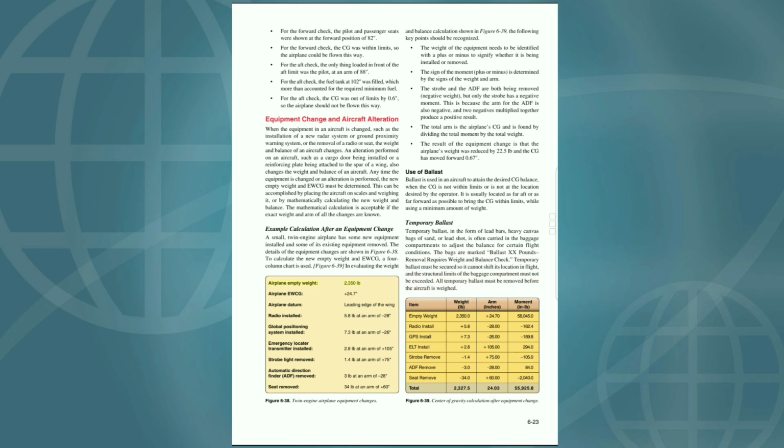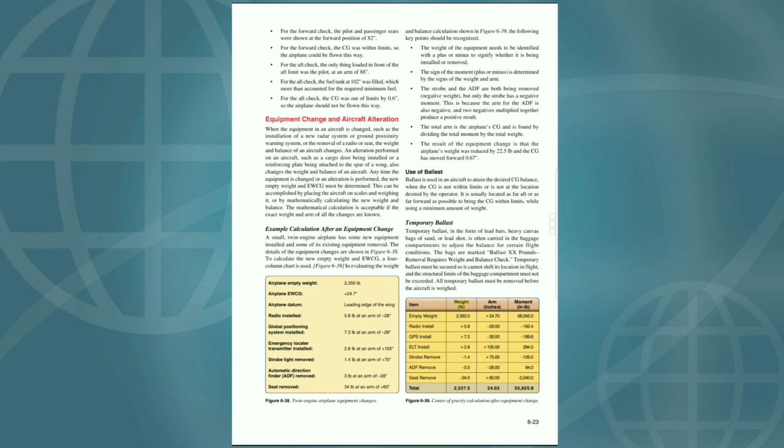Airplane empty weight, 2,350 pounds. Airplane CG, plus 24.7. Airplane datum, leading edge of the wing. Radio installed, 5.8 pounds at an arm of minus 28. Global positioning system installed, 7.3 pounds at an arm of minus 26. Emergency locator transmitter installed, 2.8 pounds at an arm of plus 105. Strobe light removed, 1.4 pounds at an arm of plus 75. Automatic direction finder, ADF, removed, 3 pounds at an arm of minus 28. Seat removed, 34 pounds at an arm of plus 60.